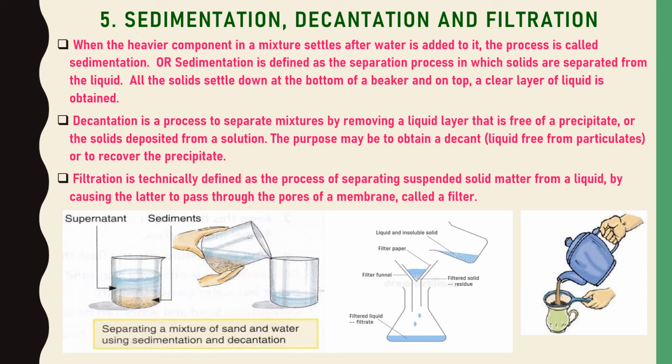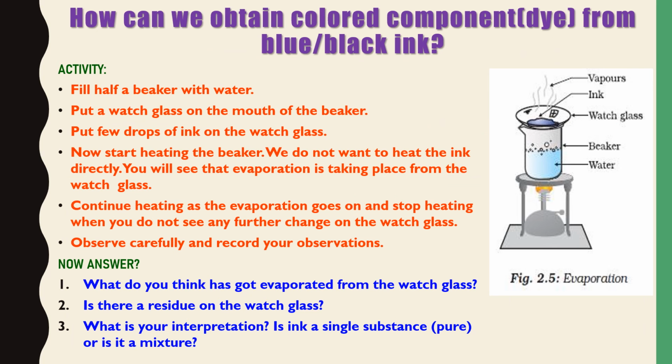But sometimes we require some special techniques for the separation of the components of a mixture. So let us discuss a few of them. My first question is, how can we obtain the colored component, that is dye, from either blue or black ink? So for answering it, let us discuss one activity through which we are able to find out that special technique of separation. You can see over here in the diagram as well.